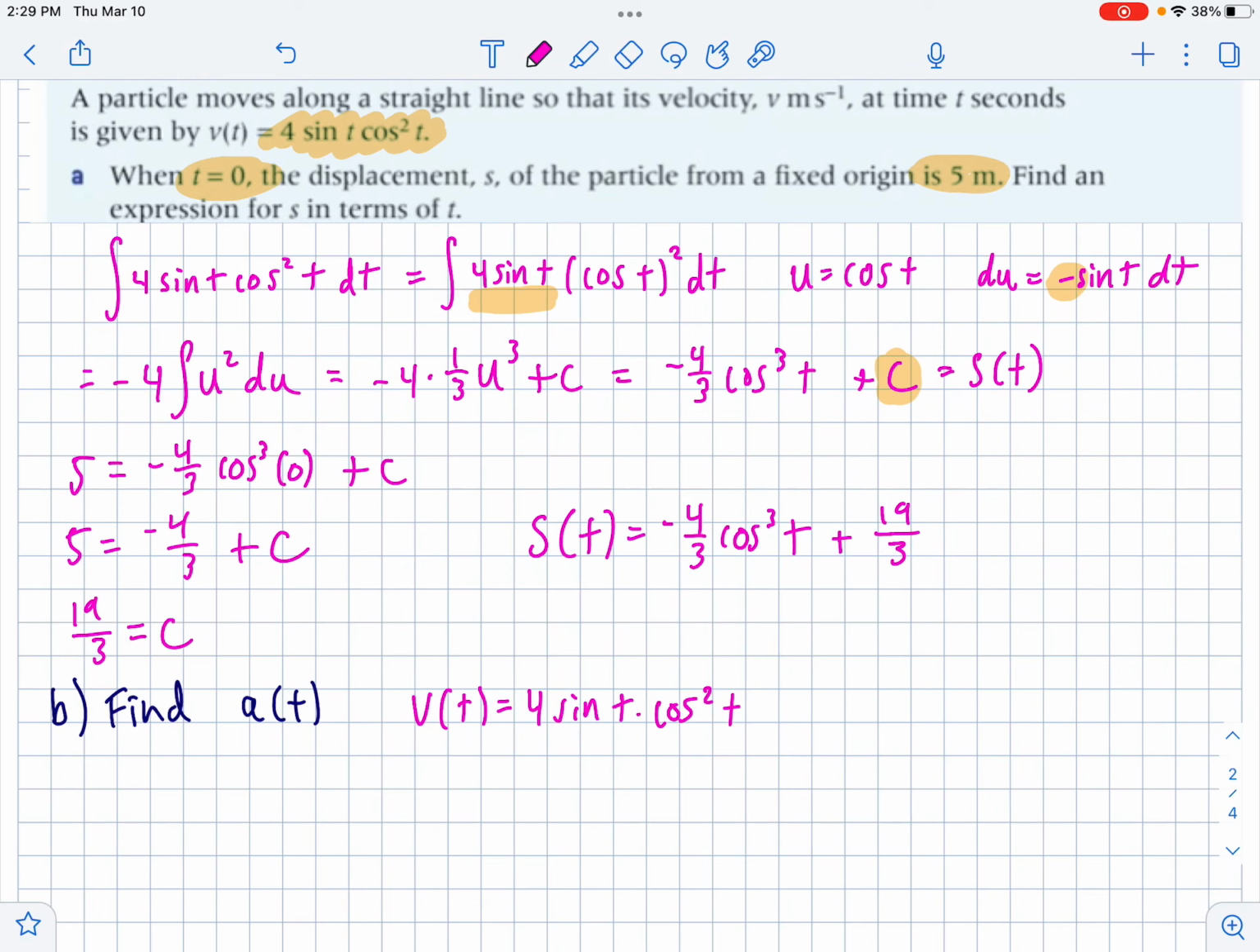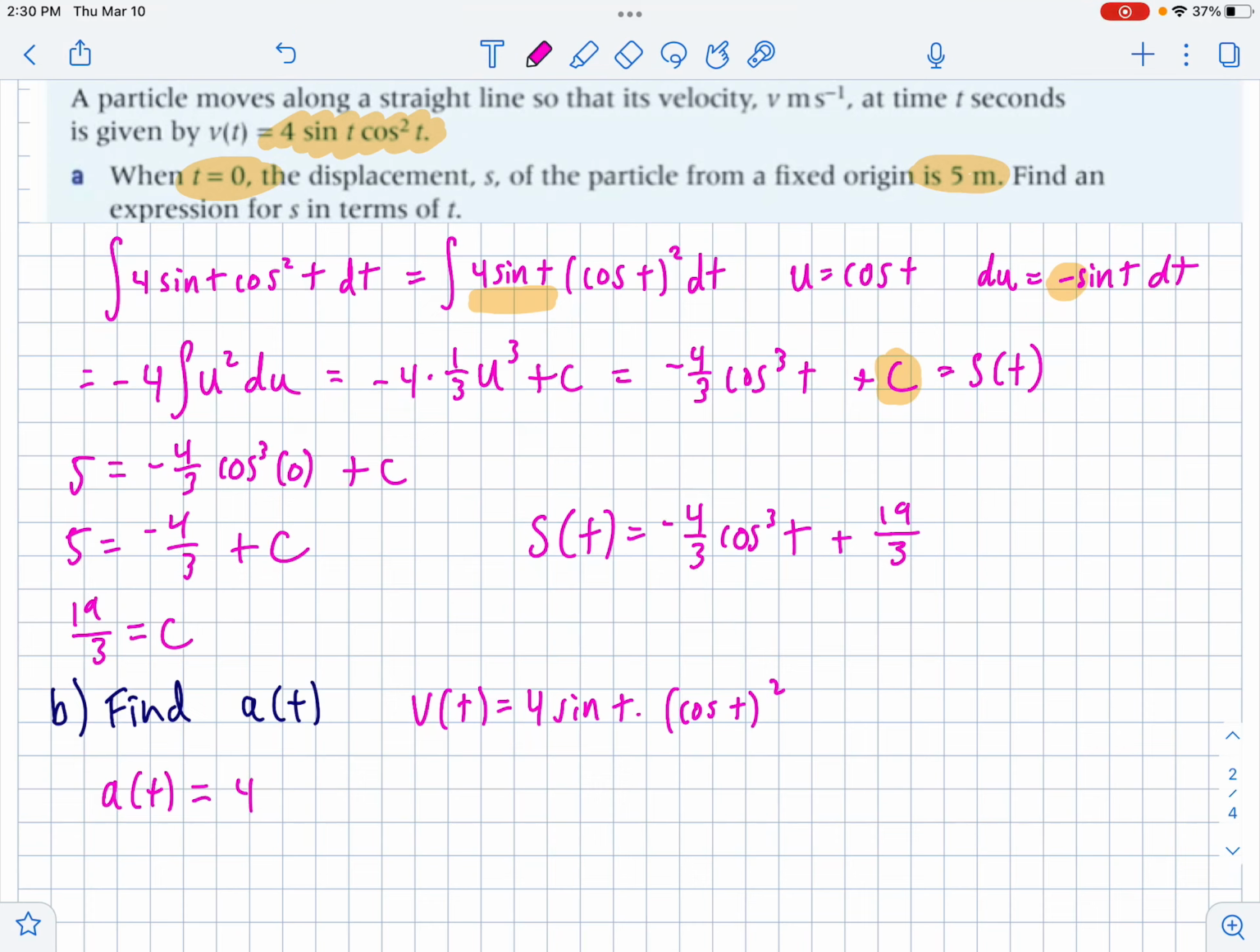Wait a minute, is that like a double product formula? Let me check the book. Oh, it's just like we're going to have to do a product within a product. Gross. Okay, so you need to think of this last part here as parentheses cosine t squared. So that doesn't look like a C. There we go. Okay, so a of t is going to be the derivative of that.